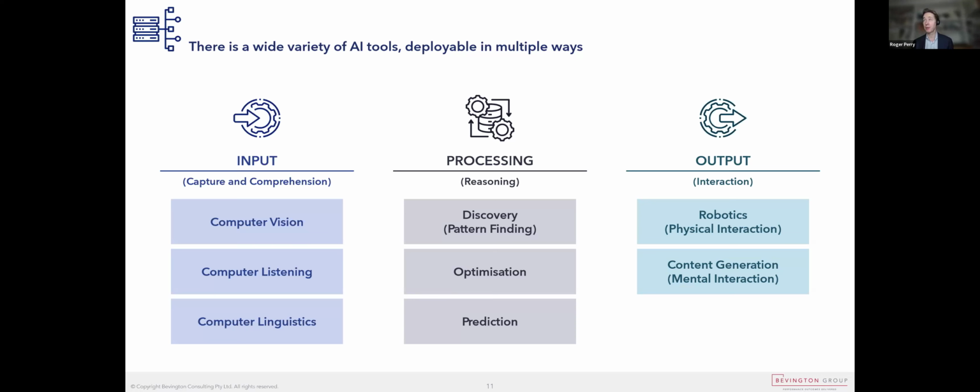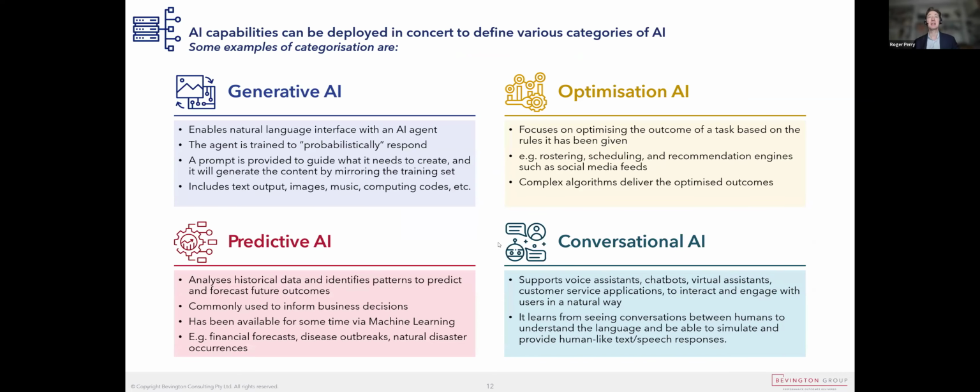And one of the reasons you need to make choices is you've got so many options for AI. It's not just one simple bucket. Another way to think about AI is the different categories. So you can have generative, think about OpenAI's ChatGPT, optimization, as I've said. So think about algorithms that, for example, roster, schedule, or actually recommendation engines you'll be dealing with each day on your social media feeds. Recommendation engines will use AI to serve you up something.